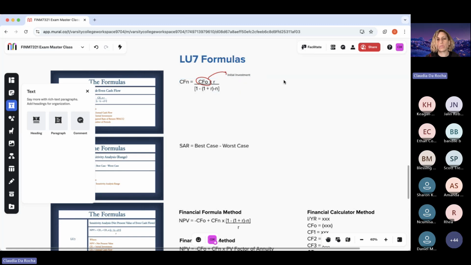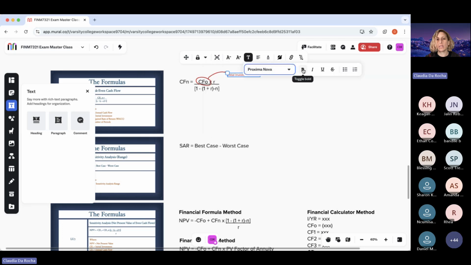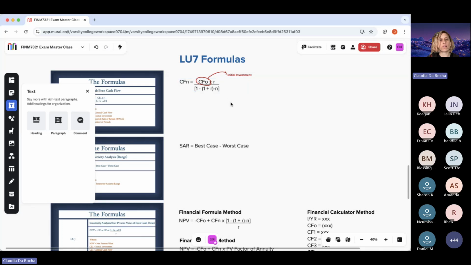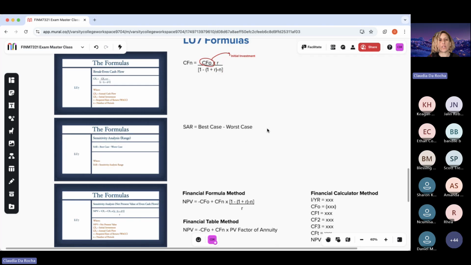We have our required rate of return, which is normally your WACC here because it's net present value of cash flows. And then we have to the negative n. Okay, it's quite important that it's negative n. We're dividing it by. Okay, so that's quite a simple formula.